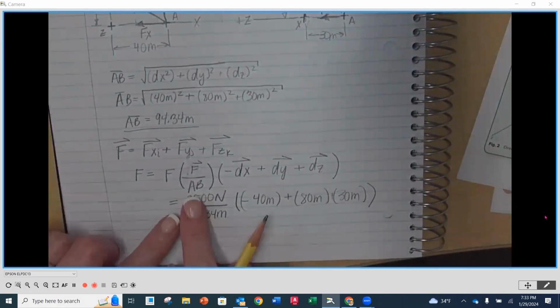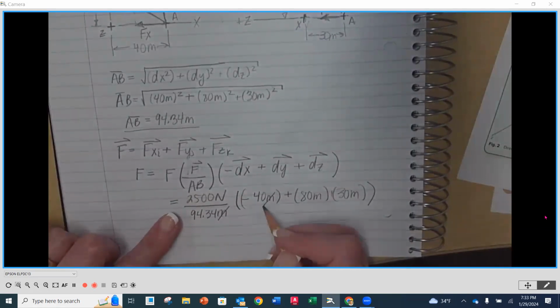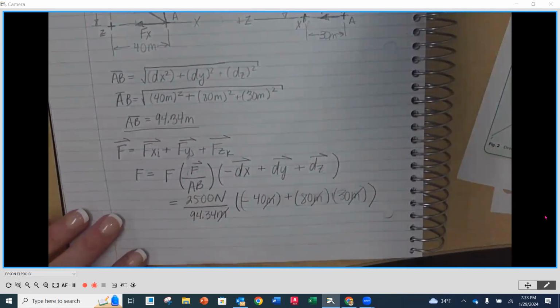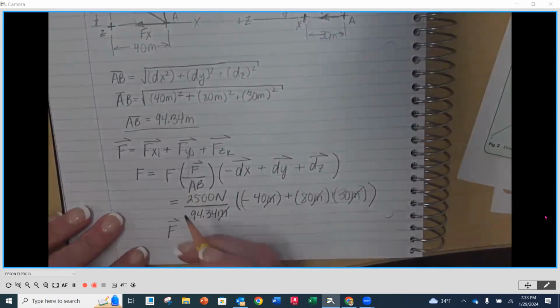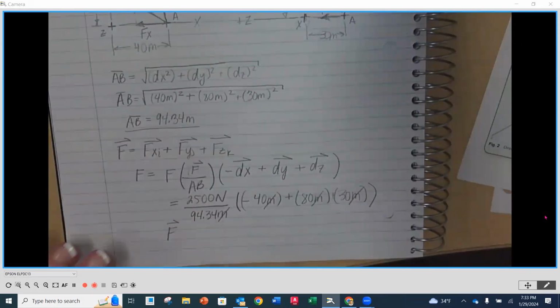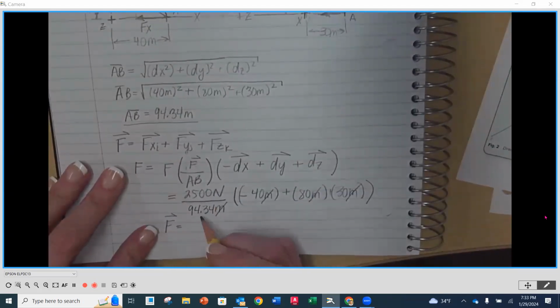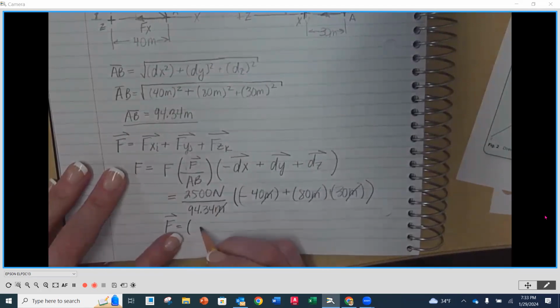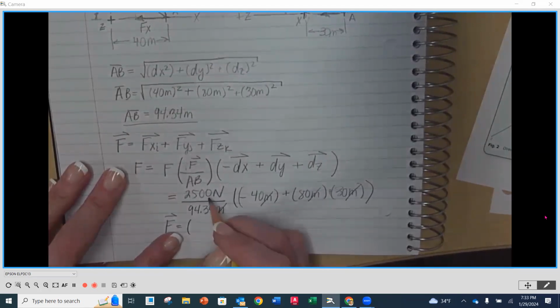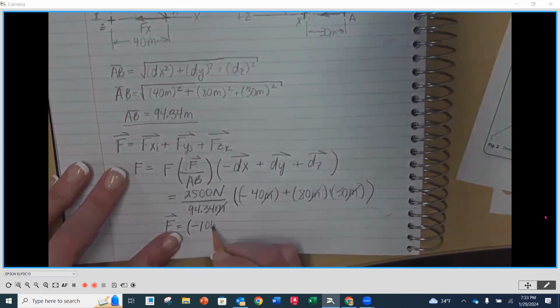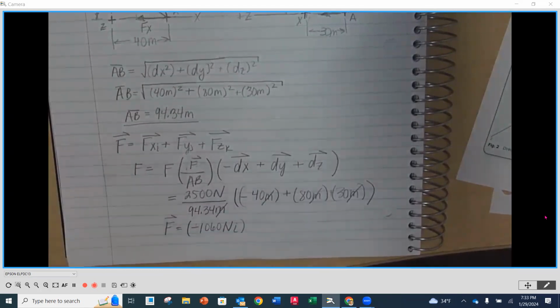Okay. Now, as we multiply across, divide by the bottom, you're simply going to cancel out the meters, and we're going to be left with our F vector. And our F vector is going to be equal to, we're going to take 2,500 over 94.34, and our X value is going to be negative 40 times 2,500 divided by 94.34, and that's going to be equal to a negative 1060 newtons. Okay, and that's going to be our i, or the Fx vector.